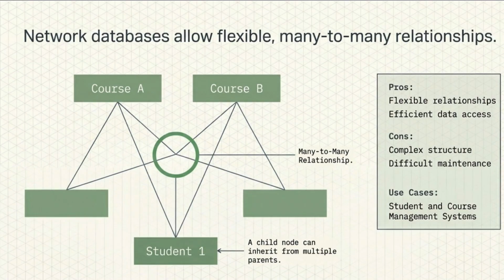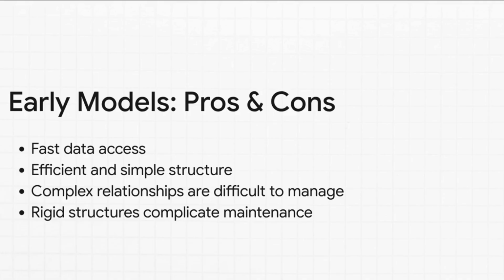Now, both of these early models share a similar set of pros and cons. On the plus side, speed. Because the structures are so clearly defined, they offer incredibly fast and efficient data access. The hierarchical model especially has this beautifully simple structure. But the downside is massive. As your data grows, these complex relationships, especially those messy many-to-many webs in the network model, just become incredibly difficult to manage and maintain. The rigid structure literally becomes a maintenance nightmare when things get too complex.